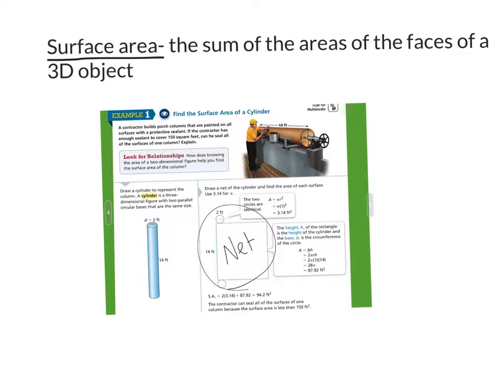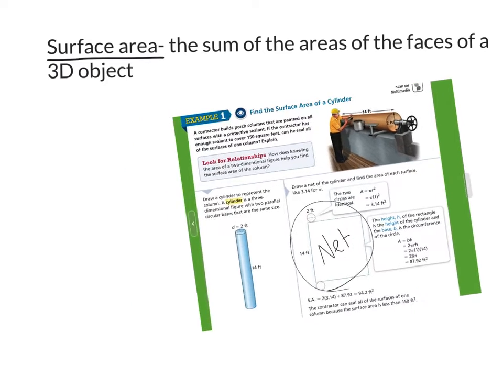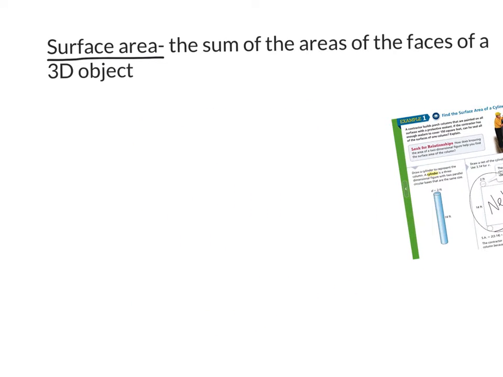So the book talks about a formula, but we're not going to be provided with a specific formula for how to find the surface area of a cylinder. We're just going to have to know what surface area means and then think about it: if we unfolded this cylinder and laid it flat, what would the different shapes be?